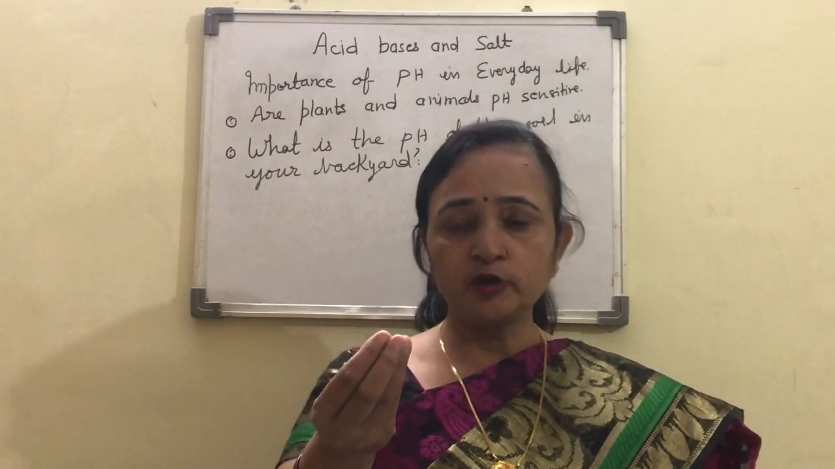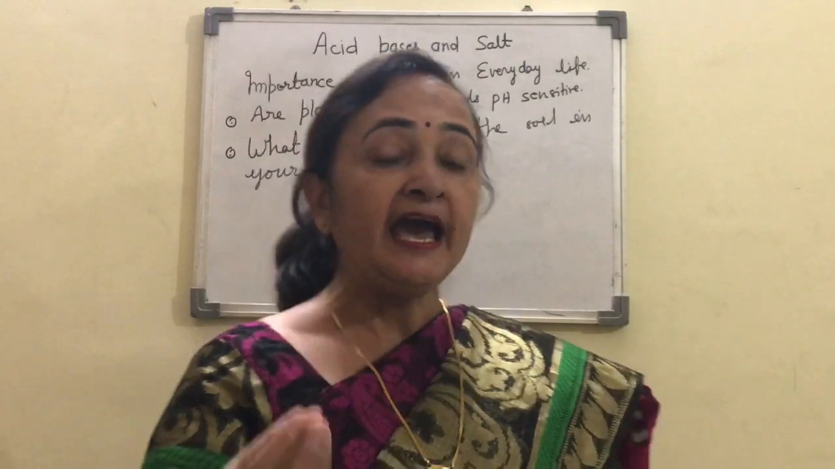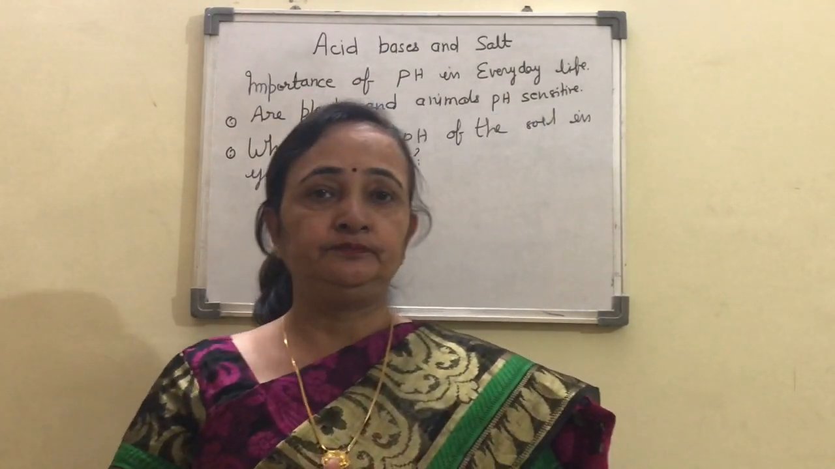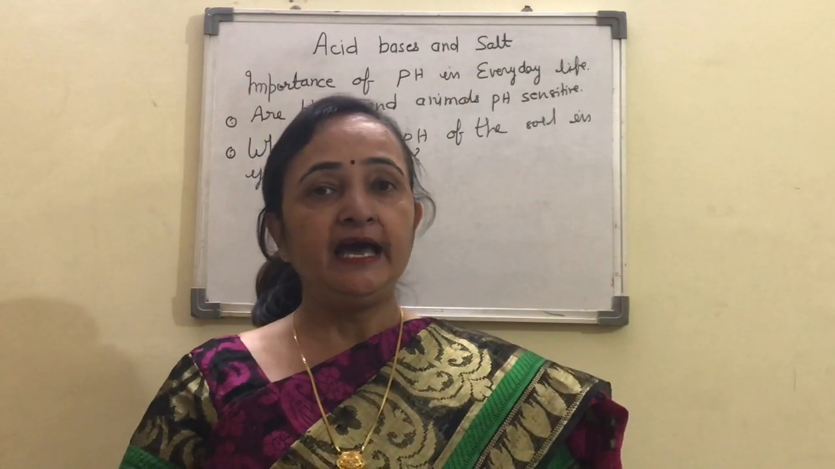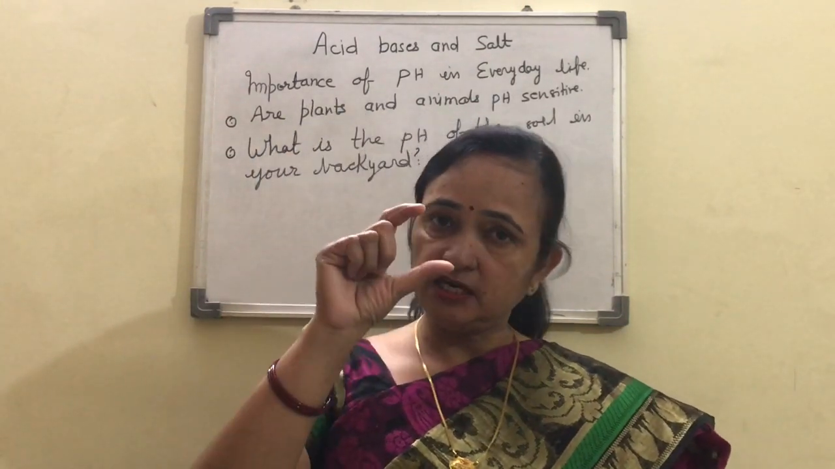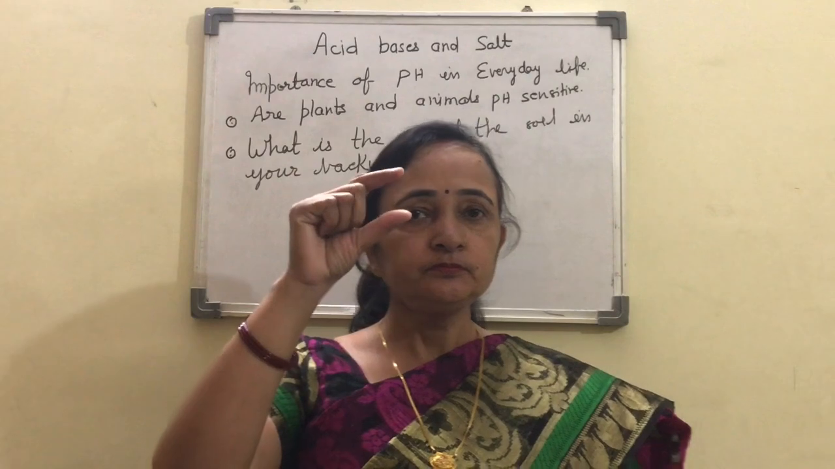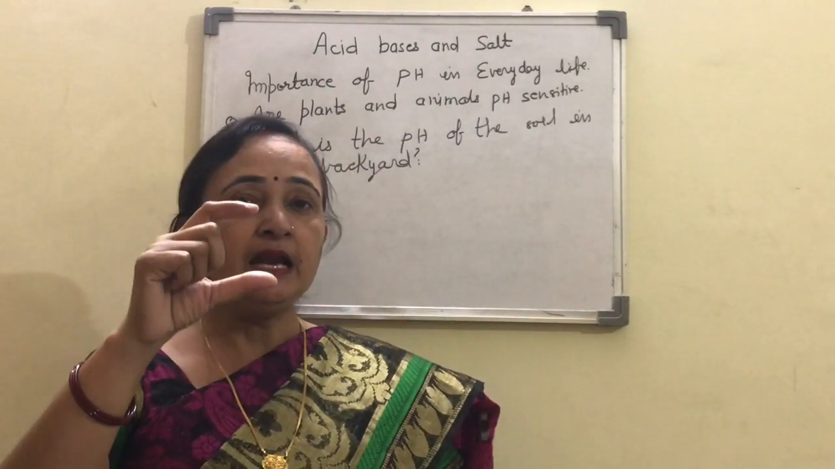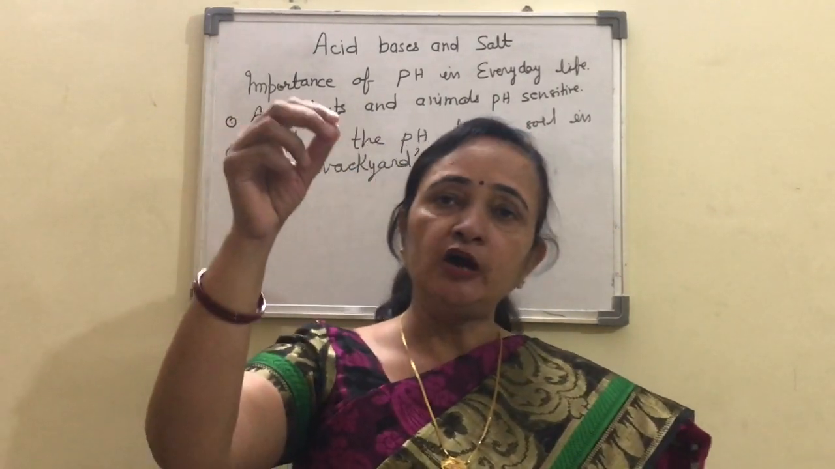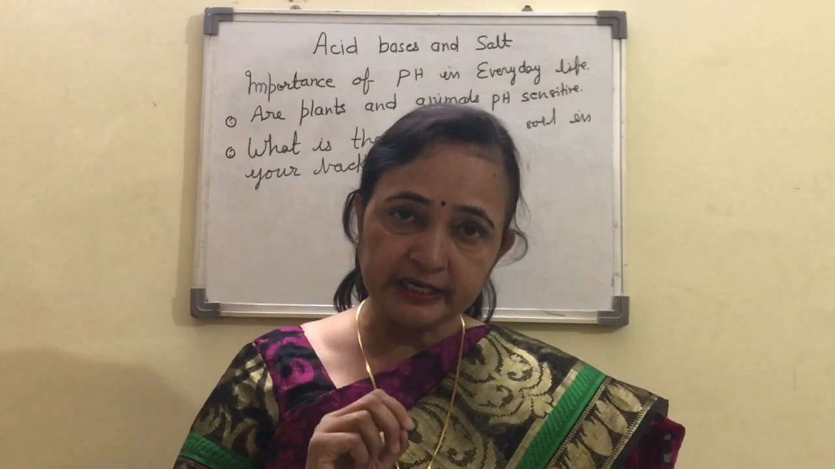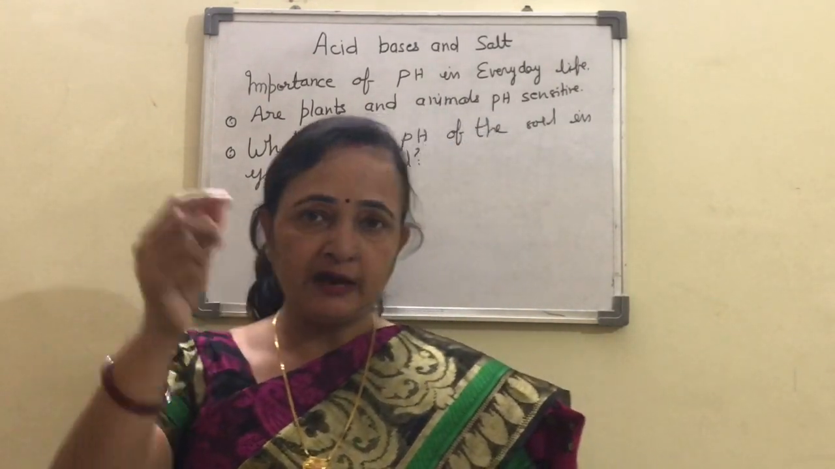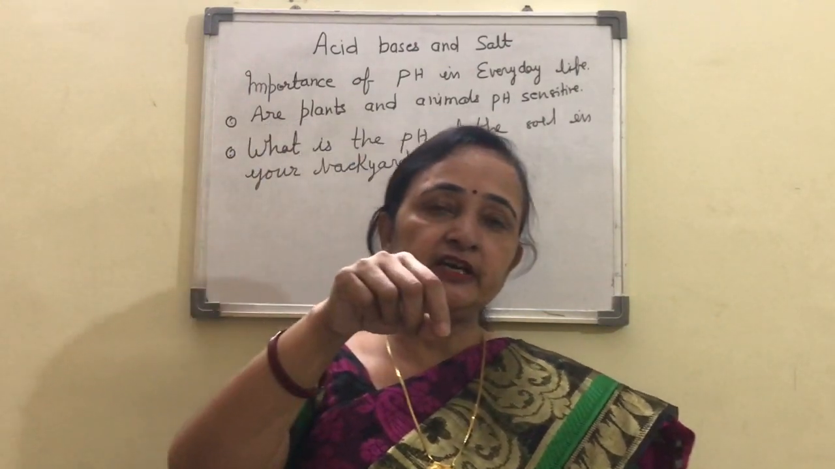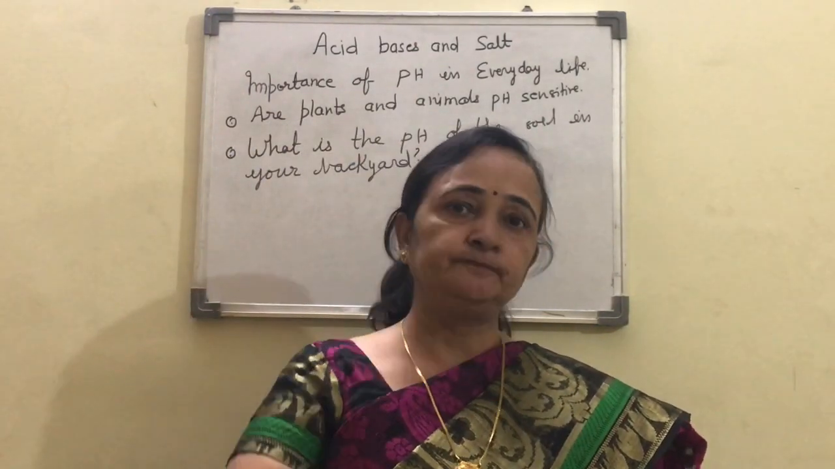Collect 2 grams or 5 grams of soil, and then dissolve it in water. After dissolving it, filter it. After filtering, you will get a clear filtrate. Then with the help of pH paper or universal indicator, you can check the color of the filtrate.